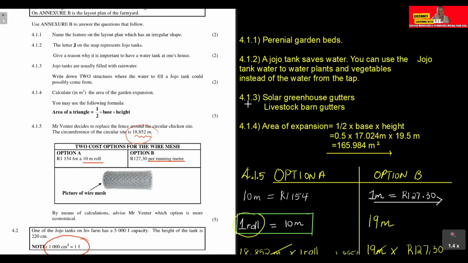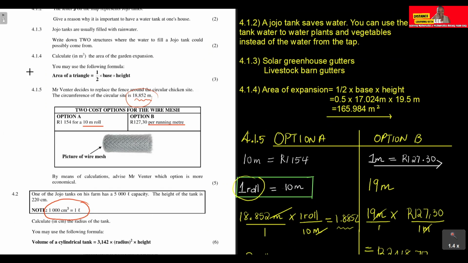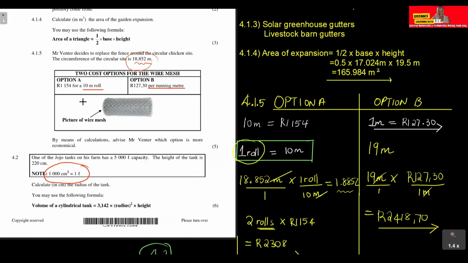Okay, we have basically calculated now the radius of the Jojo tank. So that is that, guys, for question number 4.1 and 4.2. I think the trick with this question is question 4.5. You guys just realizing that you need to basically round off to the nearest whole number before you start calculating the cost of the wire mesh.